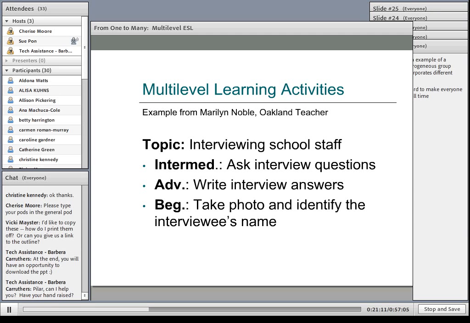I hope you can see here that in a heterogeneous or cross-ability group, students of mixed levels can work at their own level and together produce a class product or an assignment.